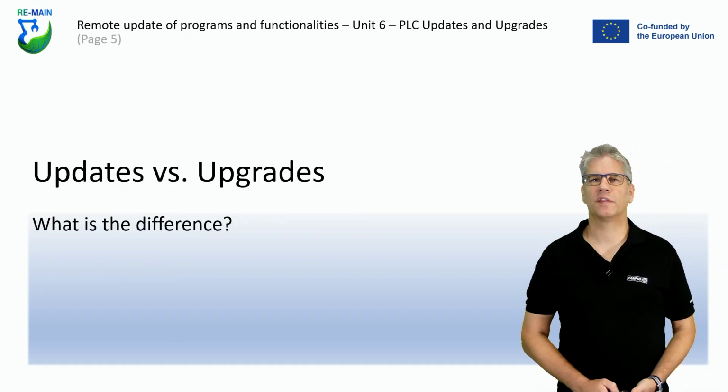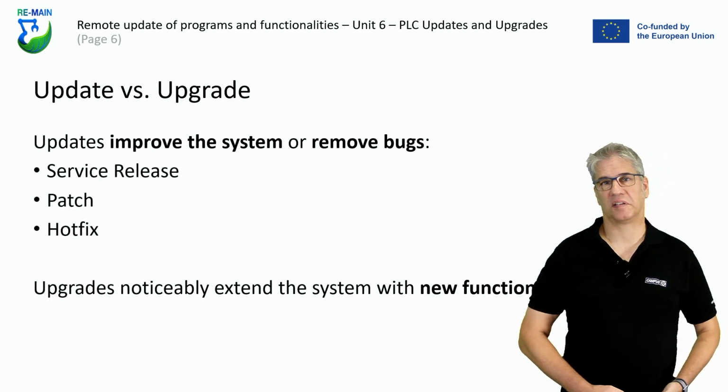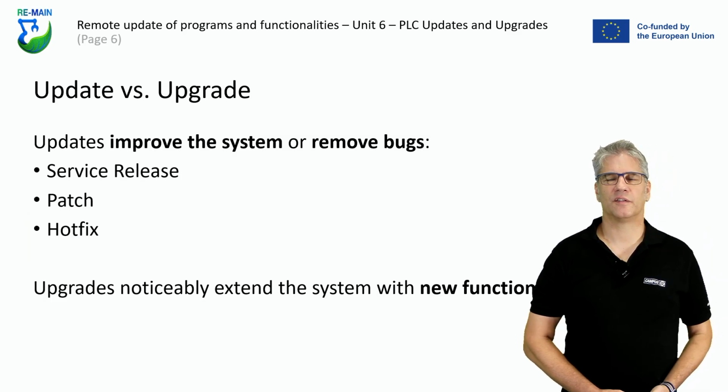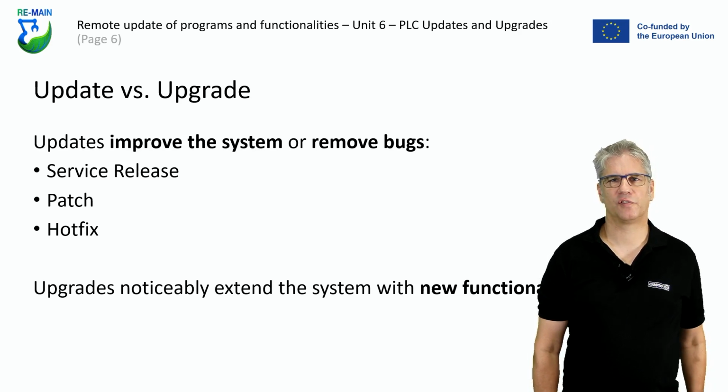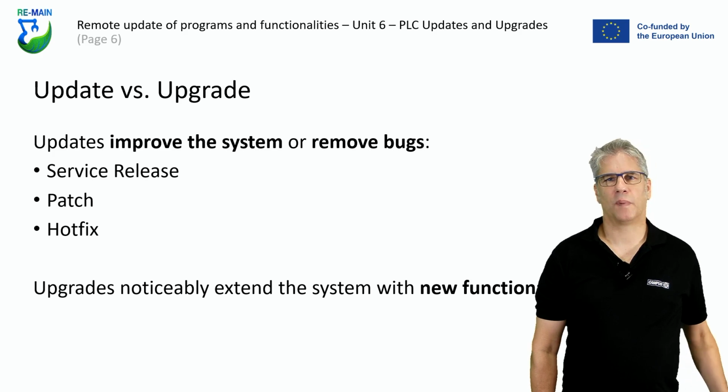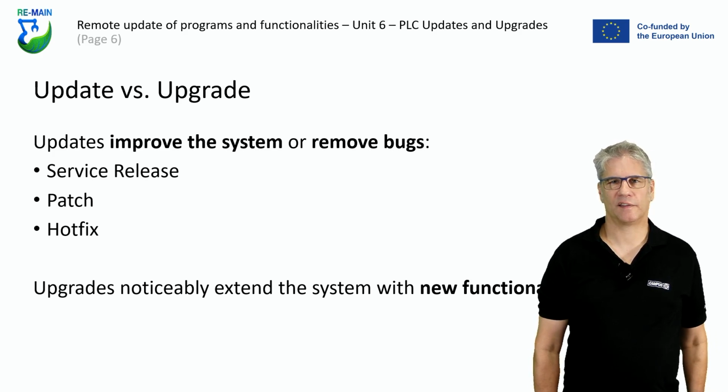So let's start with the difference. Why is there a difference? They sound pretty similar. Nevertheless, there's a difference in what they change on our system. An update normally just improves the system. There's existing stuff on the machine and it gets improved by removing bugs, by enhancing security or adding slight functionality changes which improve maybe the user interface or just help to run the processes a little bit smoother on a PLC. So there's no major change.